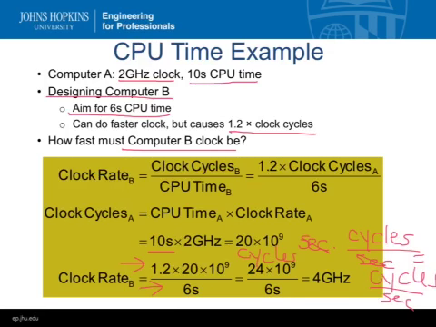So the number of cycles, it says it's 20% more, so it's 1.2 times 20 times 10 to the 9th cycles. The program ran in 6 seconds, so it's 24 times 10 to the 9th divided by 6 seconds, which is 4 gigahertz.